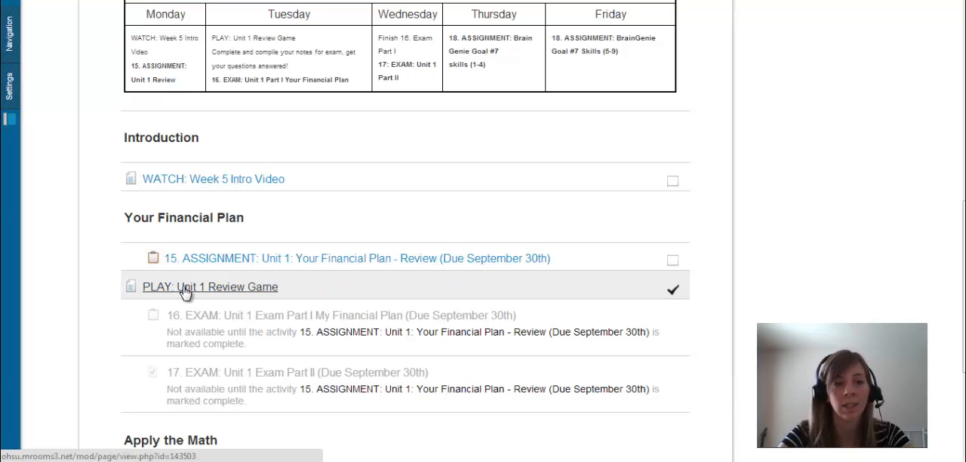Next, there's this Unit 1 review game. And this game is a Jeopardy style game, and you need to review by playing this game. I'm telling you that the format of the questions and the difficulty of the questions is what you can expect for your test. So don't skip this. This is a good indicator of how you'll do on your exam.